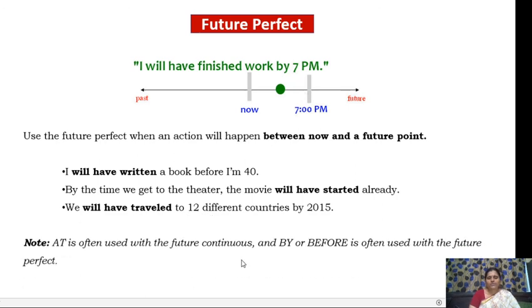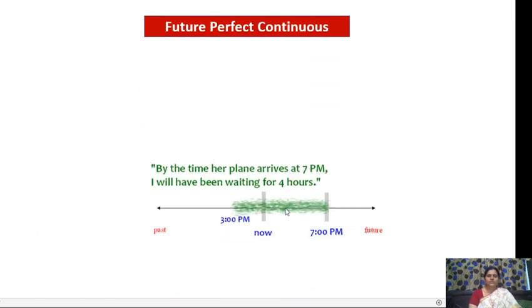"At" is often used with the future continuous, and "by" or "before" is often used with future perfect. This is one thing which you have to remember. So, the time expressions that we use: "at" is often used with future continuous tense, but "by" and "before" are often used with future perfect tense. By 2015, by the time, before, such expressions.